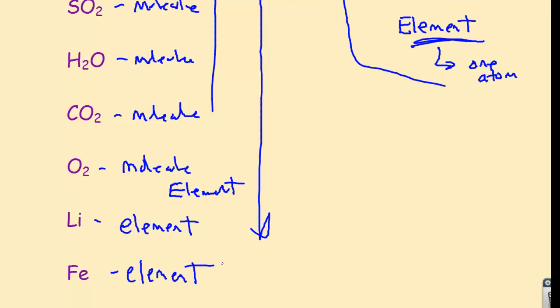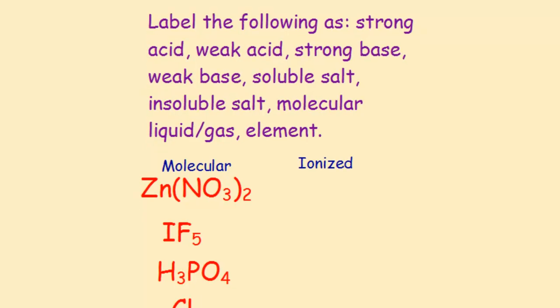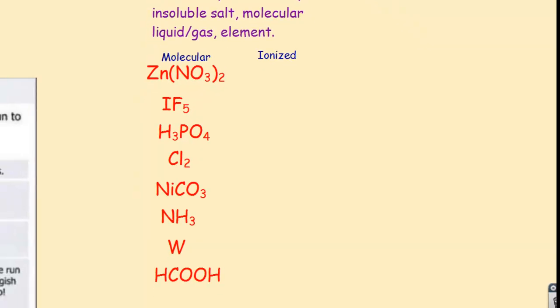All right, so that's the beginnings of being able to understand and predict or how to write a net ionic equation from a chemical reaction. I'm just going to do these for you. If you want to stop and try them, you can go for it. I'll give you the answers here. All right, so label the following as strong acid, weak acid, strong base, weak base, soluble salt, insoluble salt. I have molecular liquid or gas, but really a molecule is good enough for us, and then an element.